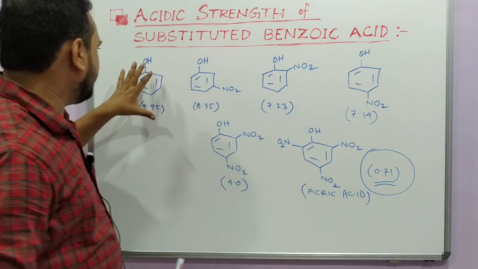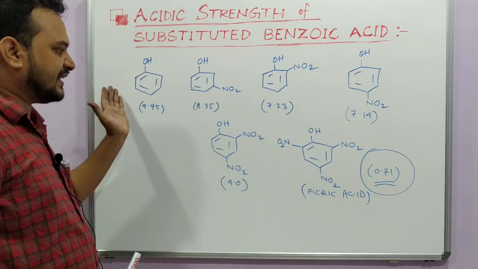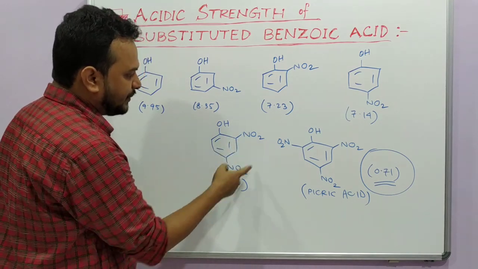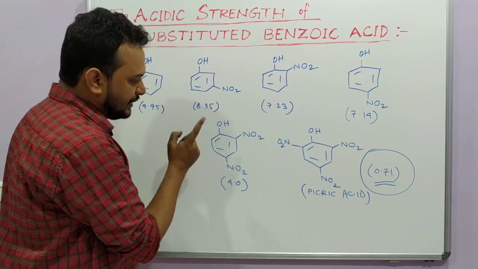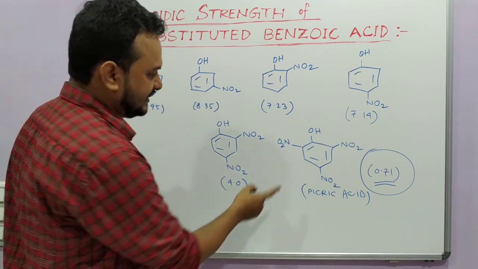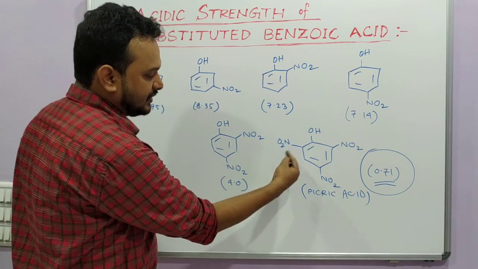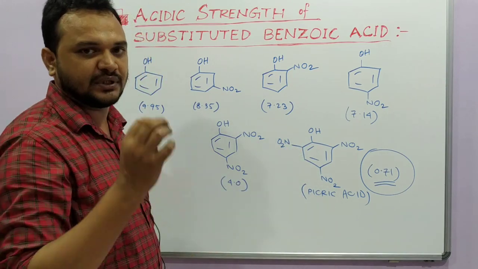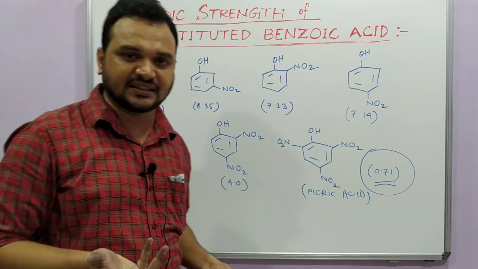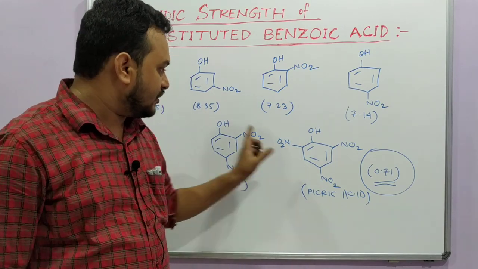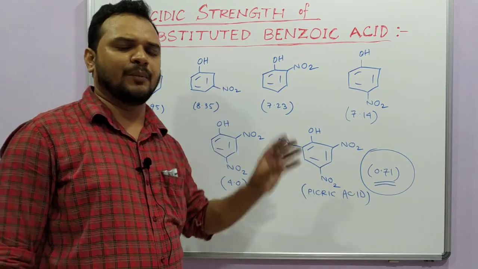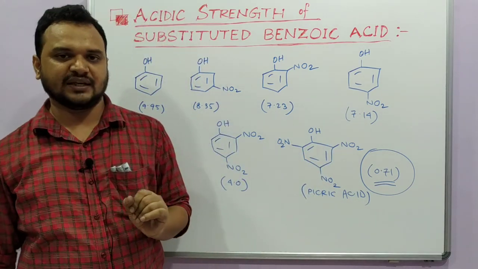So generally we say phenols are always less acidic than carboxylic acid, but if you have sufficient numbers of suitable substituents, you can make a phenol compound even more acidic than carboxylic acid. This one often comes in comparison with carboxylic acid, and students often get confused. They go with the idea that a phenol compound will be less acidic than carboxylic acid. No, here when we have 2 NO2 or 3 NO2 groups, this picric acid is much more acidic than carboxylic acid.